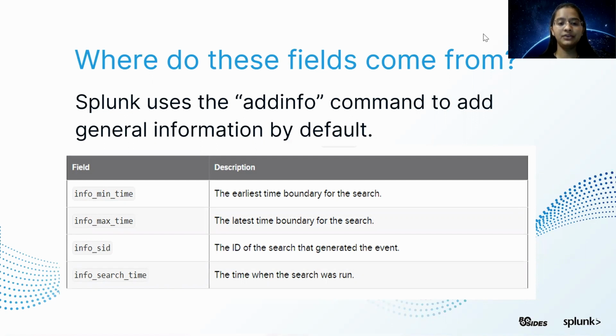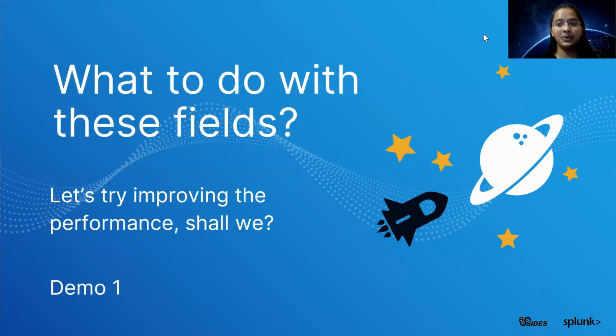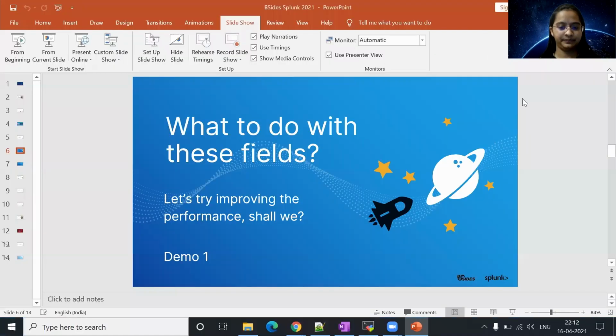These fields are info_min_time, which holds the earliest time boundary of the search; info_max_time, which holds the latest boundary of the search; info_sid, which is the ID; and info_search_time, which is the time when the search was run. Now, what to do with these fields? Let's try to improve the performance. Shall we? Let's go to demo one.